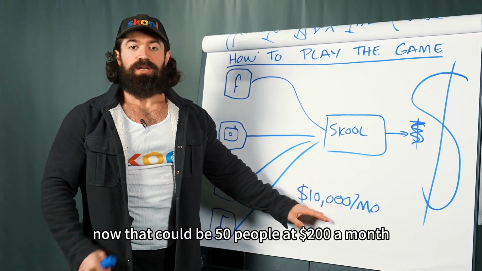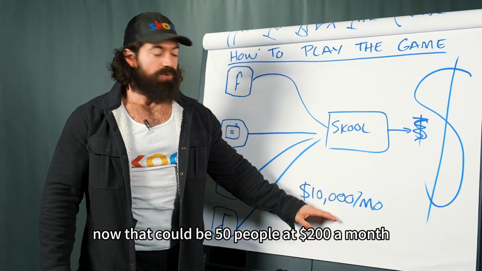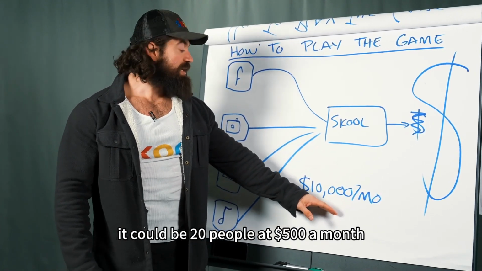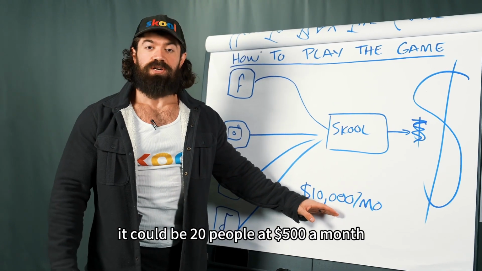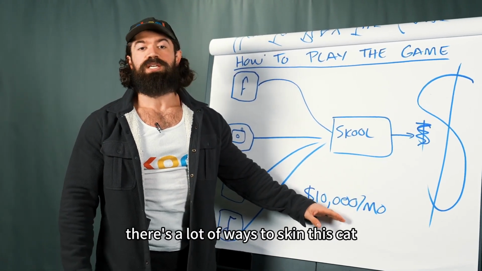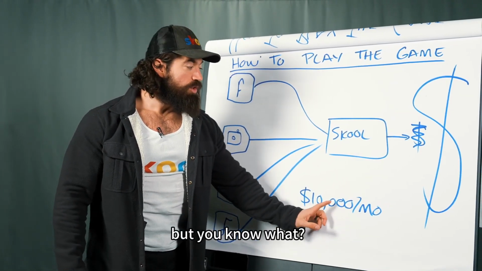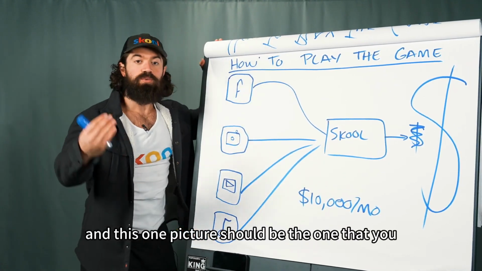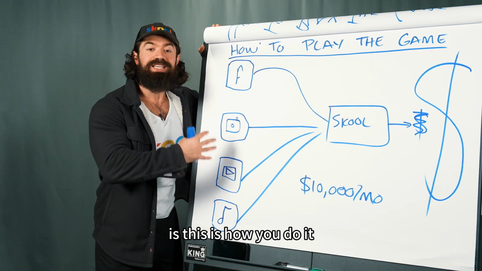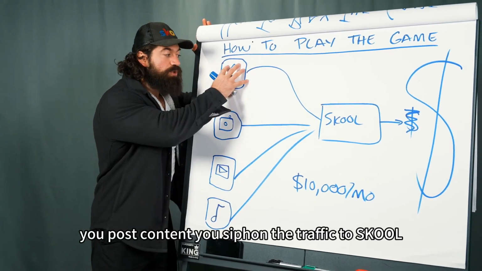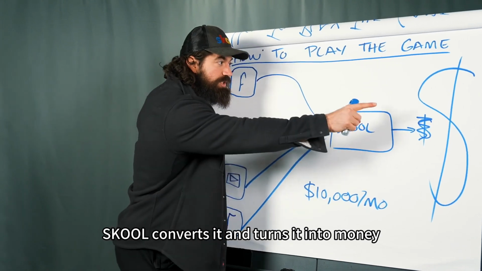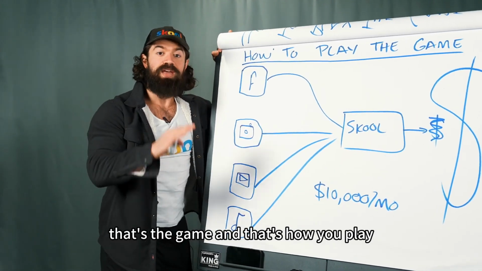Now, that could be 50 people at $200 a month. That could be 1,000 people at $10 a month. It could be 20 people at $500 a month. There's a lot of ways to skin this cat. But you know what? You can do all of them through Skool. And this one picture should be the one that you burn into your brain, is this is how you do it. You post content, you siphon the traffic to Skool, Skool converts it and turns it into money. That's the game, and that's how you play.